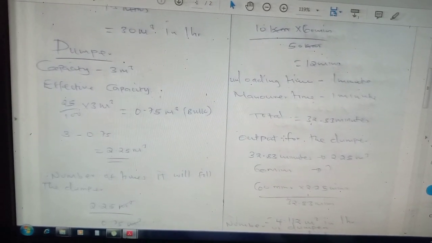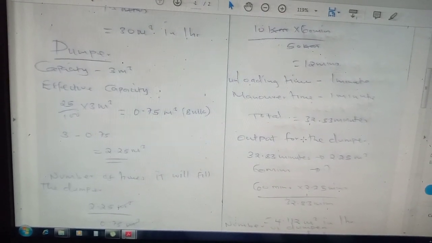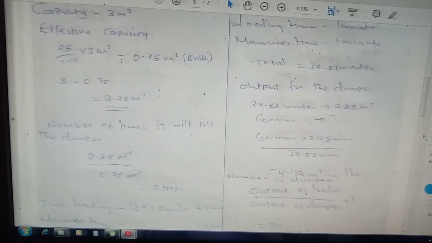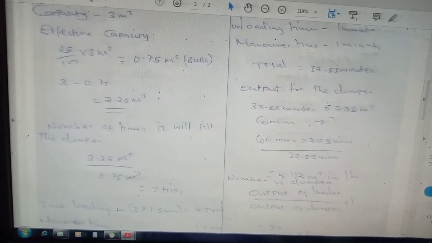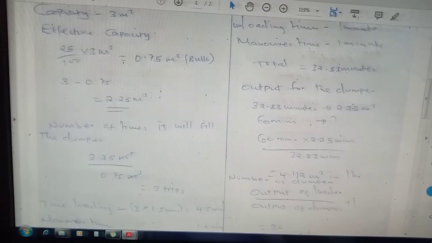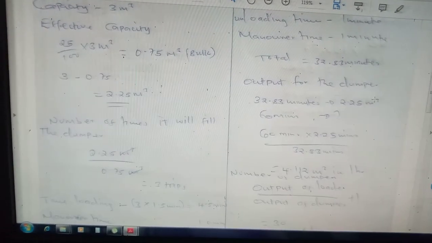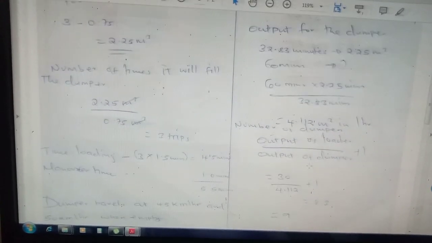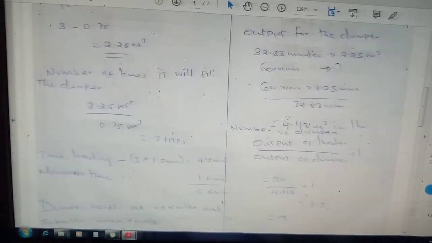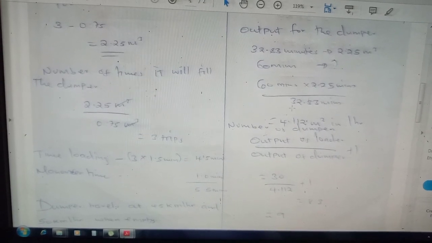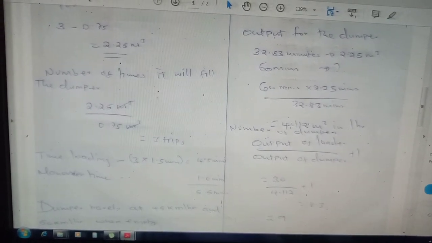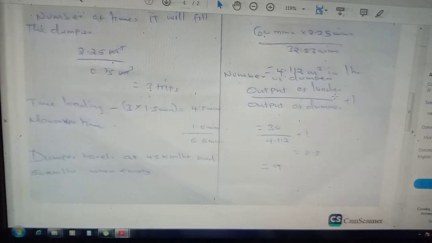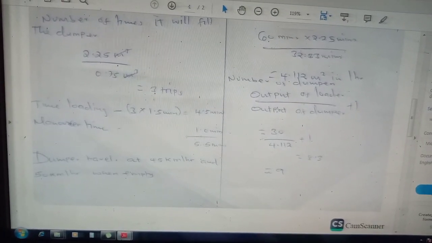So we then proceed to get the output of the damper. The output of the damper, you'll say in 32.83 minutes, it will do a volume of 2.25. So you want to know in 1 hour which volume it will take. After calculating that, you'll get in 1 hour it will take 4.112 cubic meters.